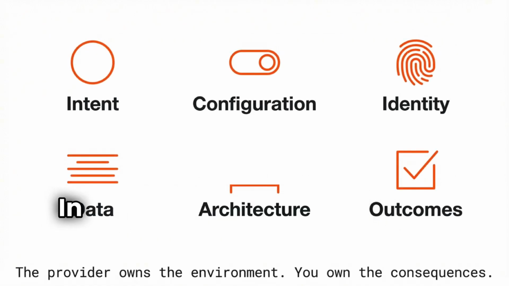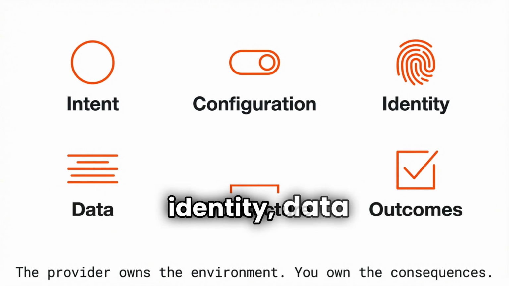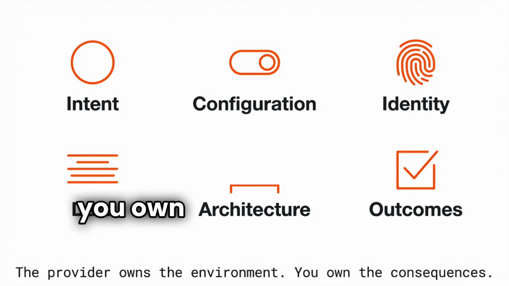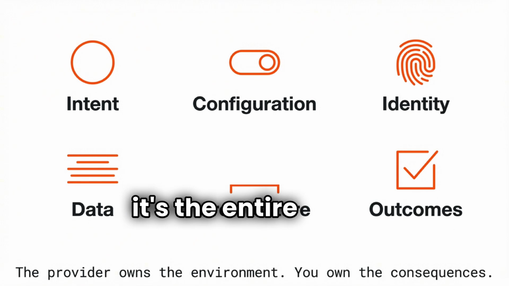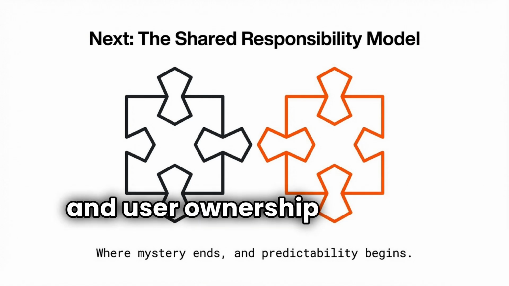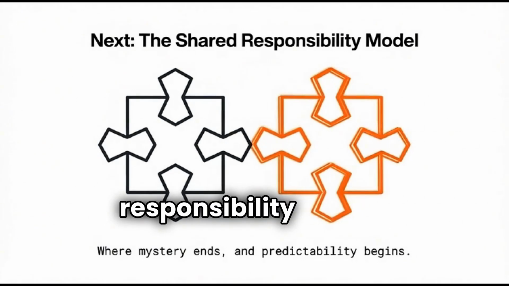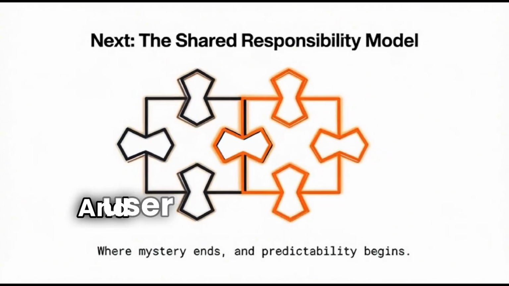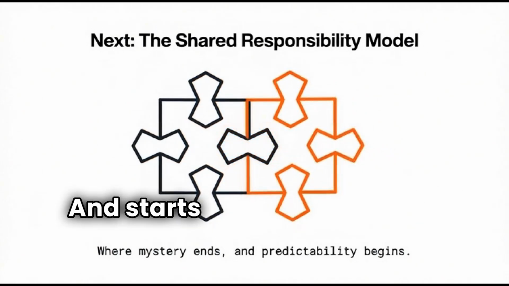Let's summarize. In cloud computing, users own intent, configuration, identity, data, and architecture outcomes. The provider owns the environment. You own the consequences. That division is not a flaw. It's the entire point. In the next video, we'll bring provider ownership and user ownership together and formalize this boundary into a single model, the shared responsibility model, because once you can clearly see where provider ownership ends and user ownership begins, cloud computing stops being mysterious and starts being predictable.